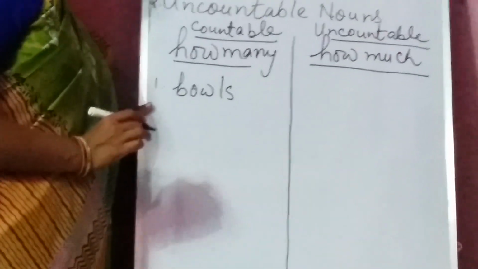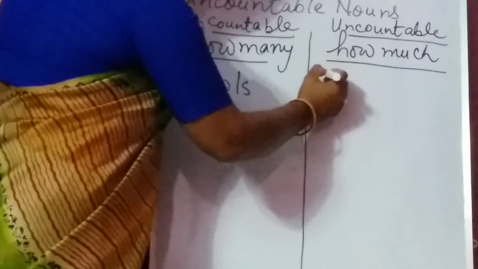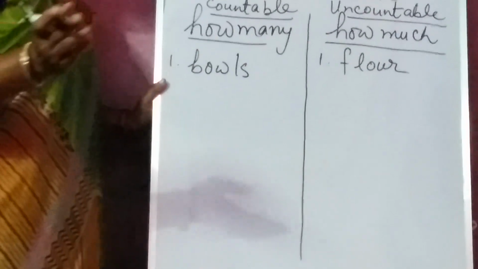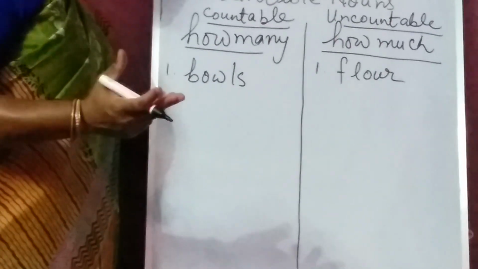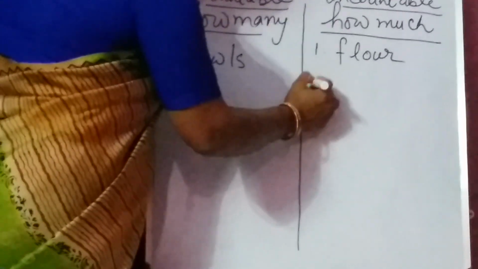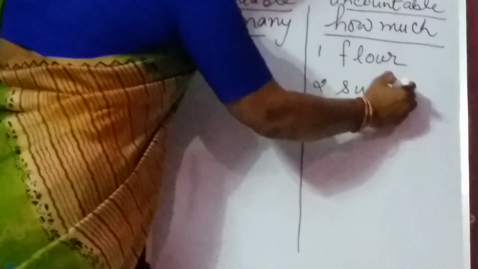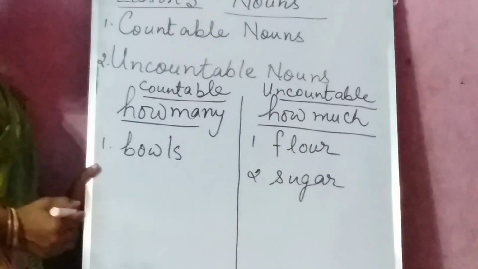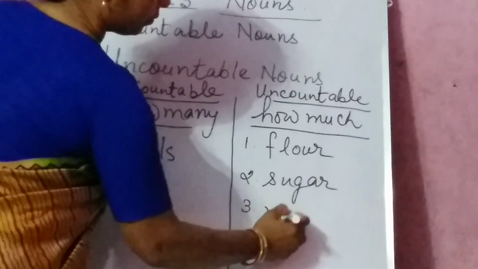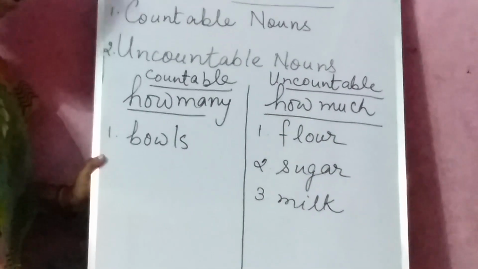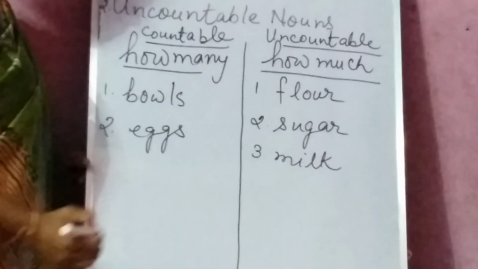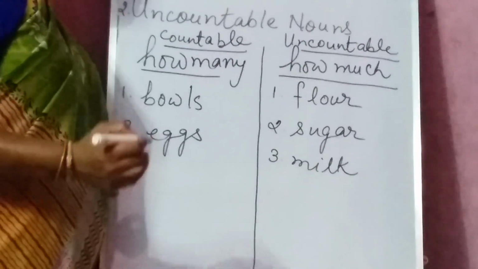Number 2, you see flour. Flour we cannot count, isn't it? It is uncountable. How much flour do you have? Now sugar. Can we count sugar? We cannot count sugar. How much sugar are you taking? Milk is also uncountable. Eggs. Obviously you can count how many eggs. Raisins also we can count.